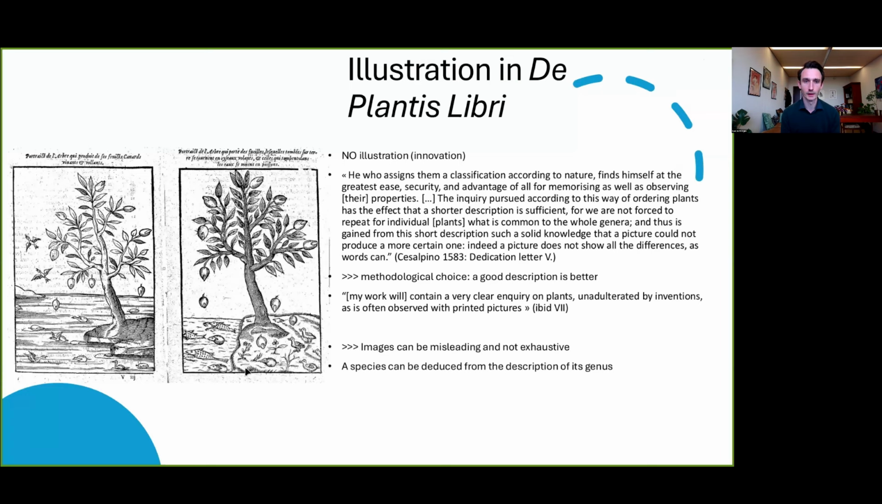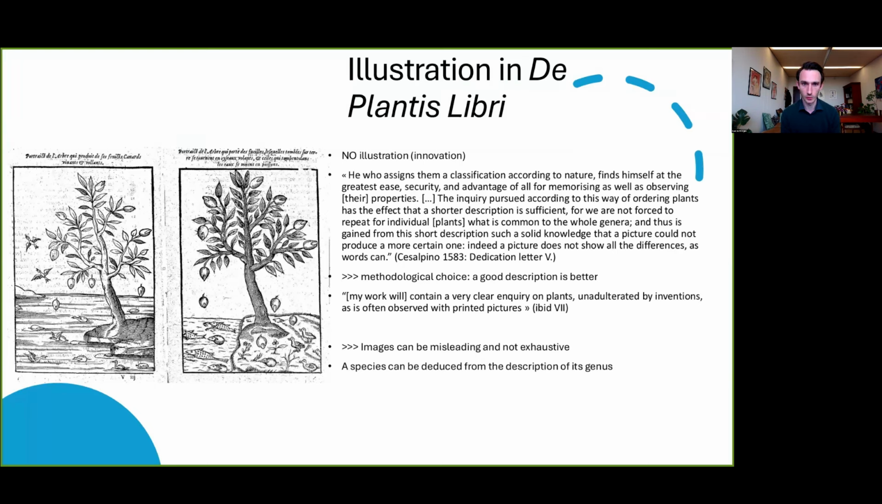Another very interesting aspect of the Plantis is that there are no illustrations within this book. And this is really uncommon at the time, because in the 16th century and earlier and even later, most herbaries are illustrated. So there are a lot of pictures of plants, engravings, and so on. So we can wonder why there are no illustrations in the Plantis. And this is not for practical or economical reasons, linked to the very expensive cost of these engravings. It is, again, a methodological stance that he developed, for example, in one of the dedication letters he wrote.